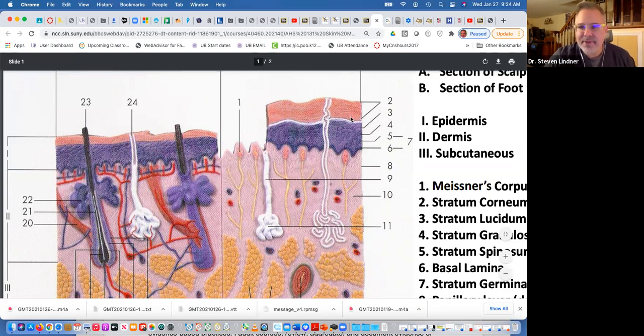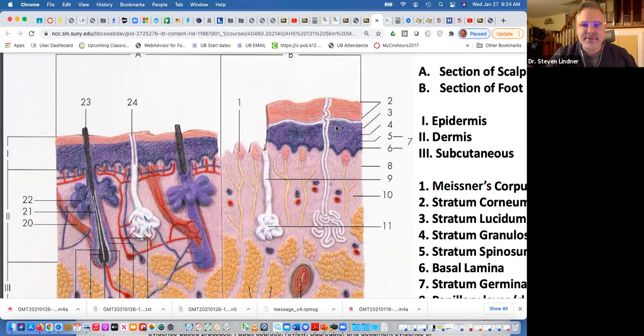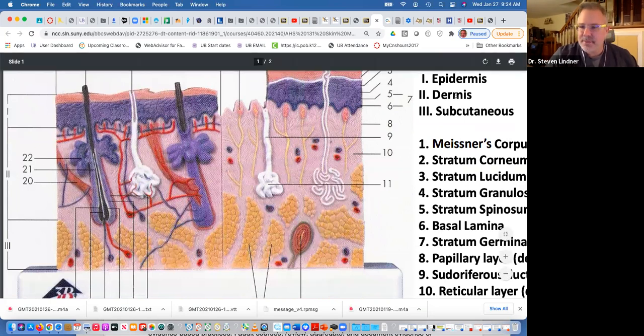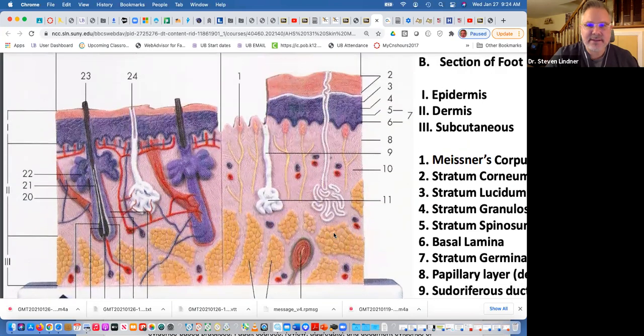So the top layer is epidermis. That's all epithelial tissue. The layer deep to that, layer 2, is dermis. So you have epidermis, dermis, and all the way on the bottom where you have these yellow adipose cells, these are fat cells, that's your hypodermis or subcutaneous. Hypodermis or sub-Q or subcutaneous.